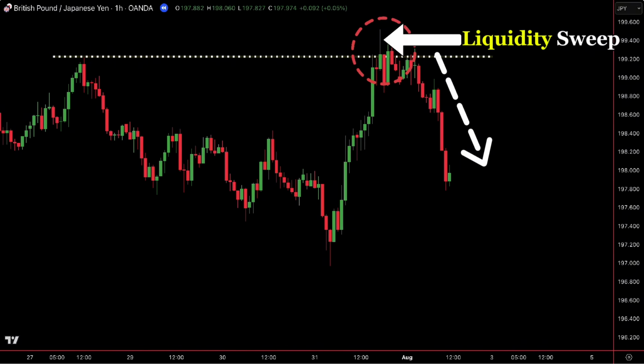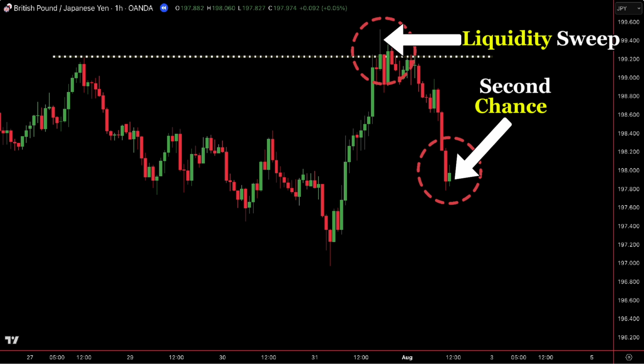Look what happened next. Price pushed down strongly, leaving no safe entry point, but then we get our opportunity. A second chance candle forms. This pattern is like a brief pause, giving us a second chance to get on board with the trend. Once we spot this candle, we simply wait for a breakout in the direction of the strong move. After the breakout, we now have a high probability trade opportunity.